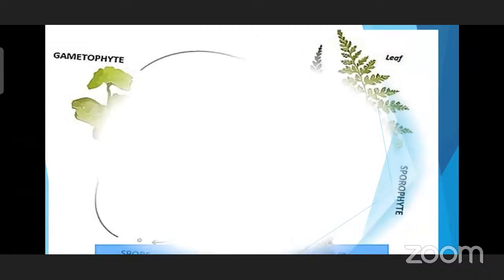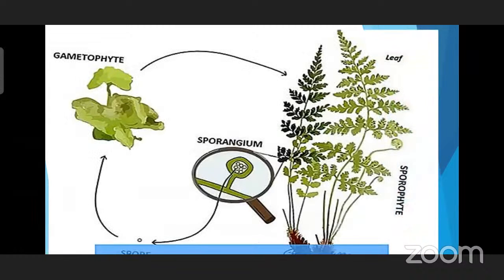You can have a look at the life cycle of this pteridophyte, the fern plant. This is the sporophyte stage. As you know, in the sporophyte stage you will be having the fronds, and the sporophylls or the sori will be bearing the sporangia. This is called a sporangium. In the sporangium, spore mother cells will be present. These are present not on the upper surface of the leaf, but on the lower surface of the leaf. These sporangia are going to produce the spores.